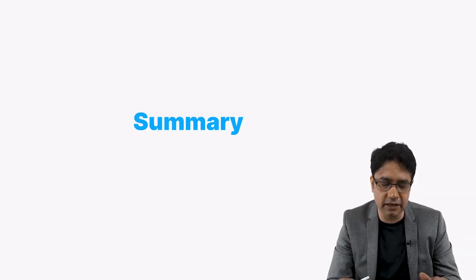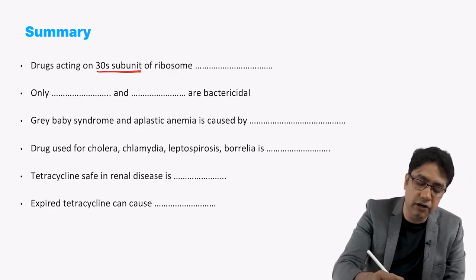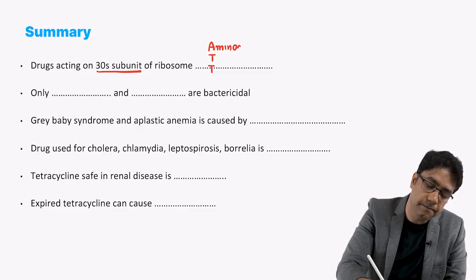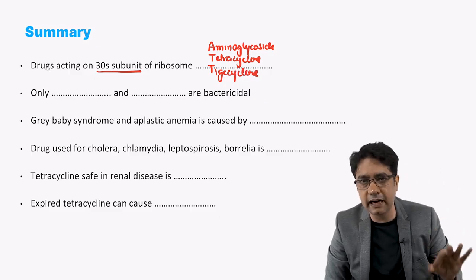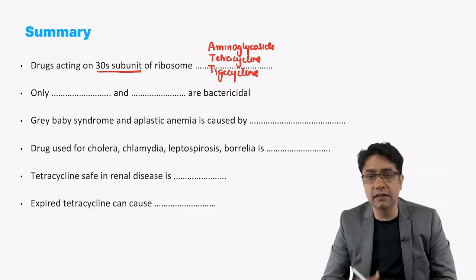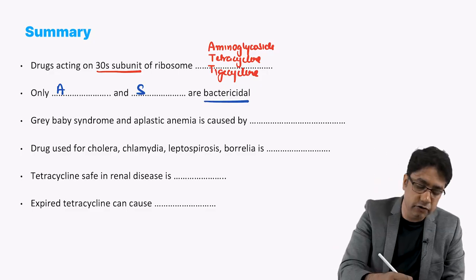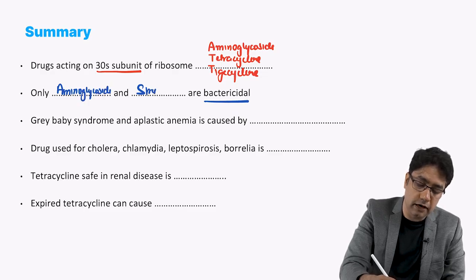Now let's make a summary. Which drugs among protein synthesis inhibitors act on the 30S subunit of the ribosome? We discussed only 3: aminoglycoside, tetracycline, and its big brother tigecycline. All the rest of the protein synthesis inhibitors act on the 50S ribosome. Among this big list which we discussed, only 2 drugs were bactericidal, A and S. All the rest were bacteriostatic, aminoglycoside and streptogramin.